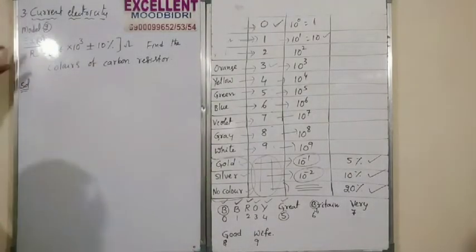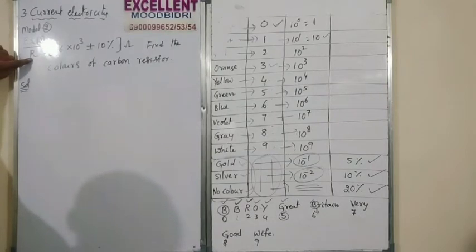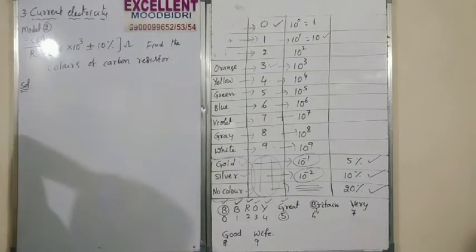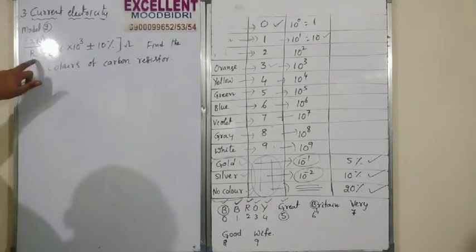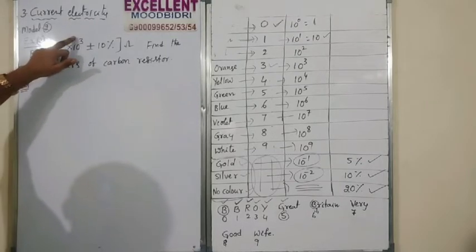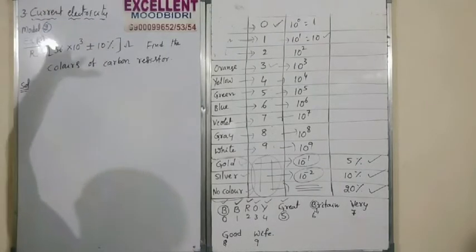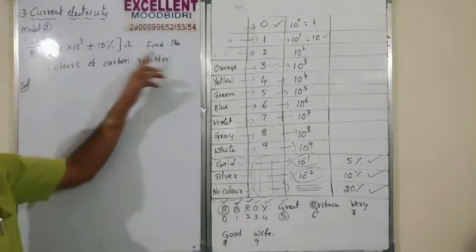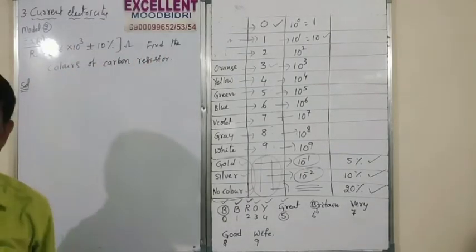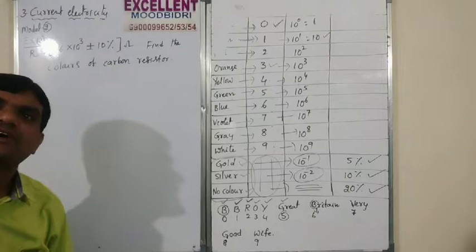Right, this is the second problem in the second model. What is the resistance value they have given? Resistance R is equal to 36 into 10 power 3 plus or minus 10% ohm. Find the colors of the carbon resistor. Now you have to find the colors only.